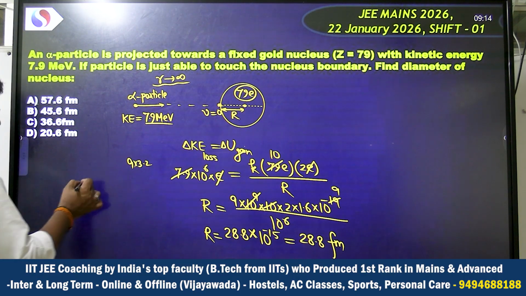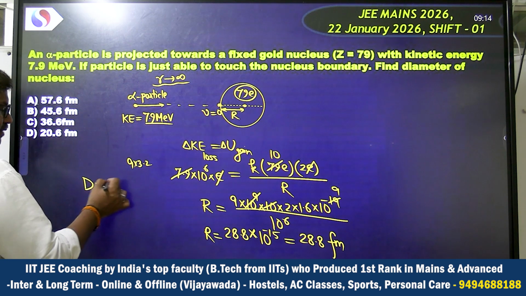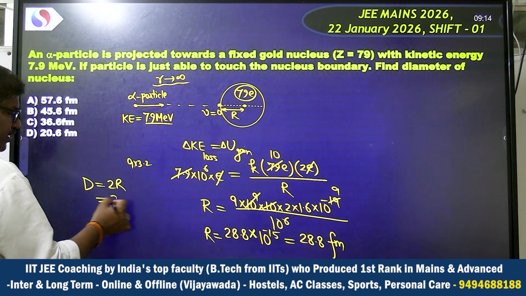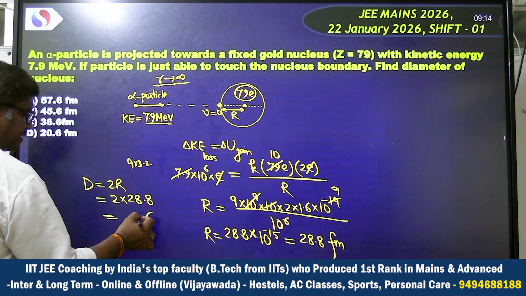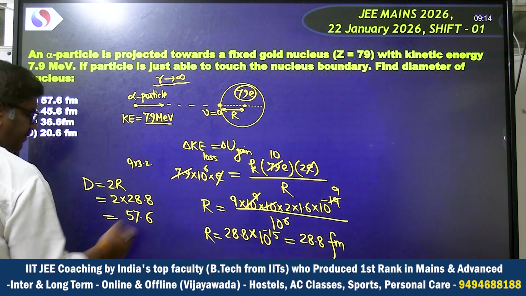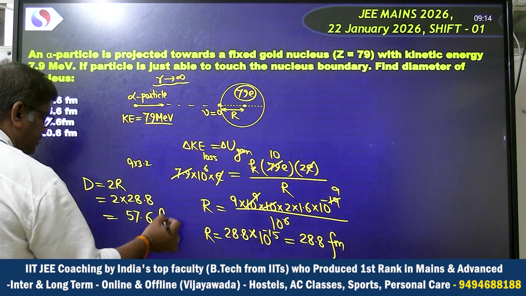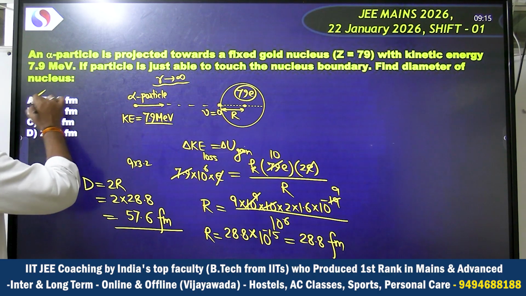We have to find out the diameter. Diameter will be 2r. So 2 into 28.8, that is going to be 57.6 Fermis. The correct option is A.